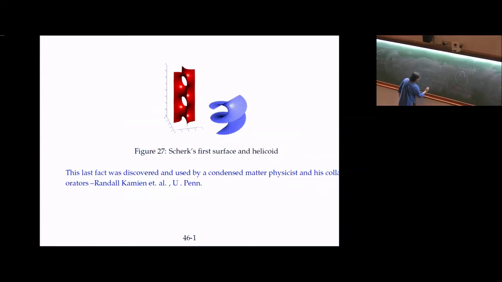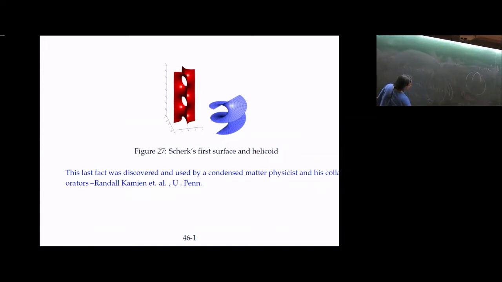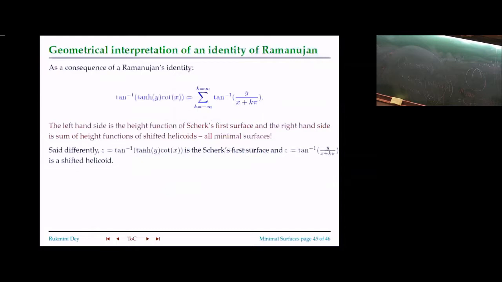And what is this one? We discussed this. What is this one? Do you recognize this? The helicoid, right? This is x, y, tan inverse y by x. This is the helicoid. And what is the relation between them? There is a relation. And there comes Ramanujan.